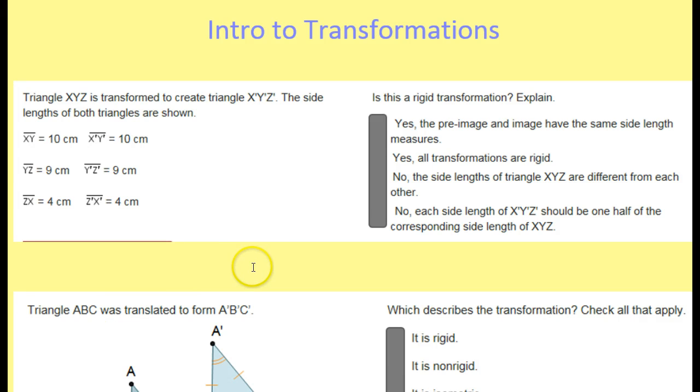Alright, this tutorial video is all about introduction to transformations. So, triangle XYZ is transformed to create triangle X prime, Y prime, Z prime. The lengths of both triangles are shown. Is this a rigid transformation? Explain. Well, what's a rigid transformation?